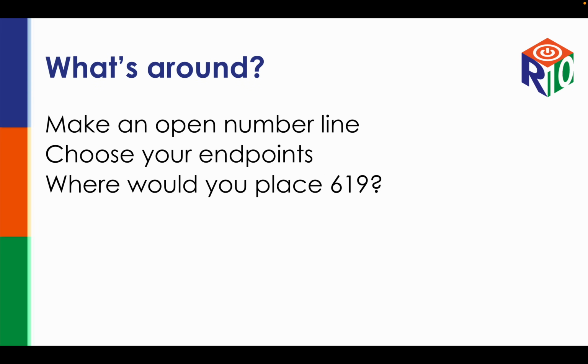So with some estimation, let's make an open number line and choose your endpoints. Where would you place 619 on your open number line? So pause the video, make an open number line, and put those endpoints on there and place 619 on there. Take a minute and pause. All right. You made your number line.